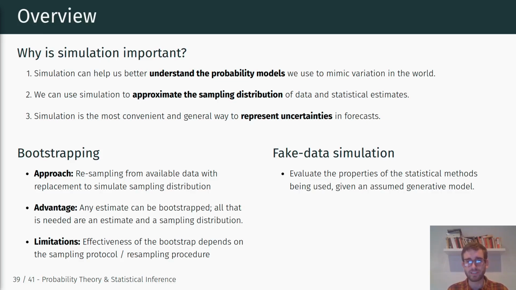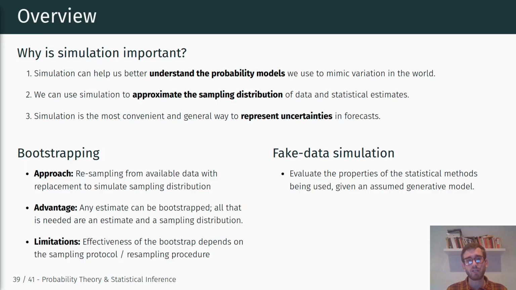And we essentially already did some fake data simulation in the previous videos. The idea behind fake data simulation, as we will expand upon in the upcoming weeks and months, is to evaluate the properties of the statistical methods that we're using based on our assumed data generating process. So we're assuming a data generating process. We have our specific model specifications that we're using.